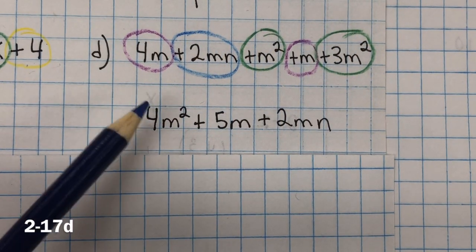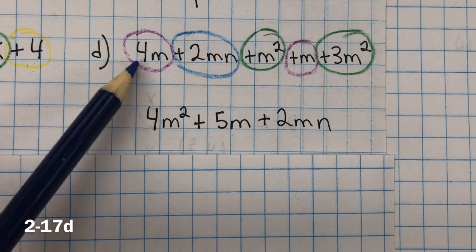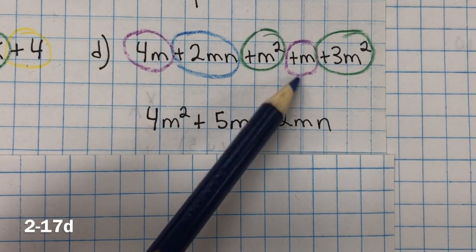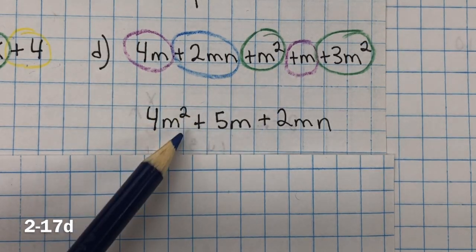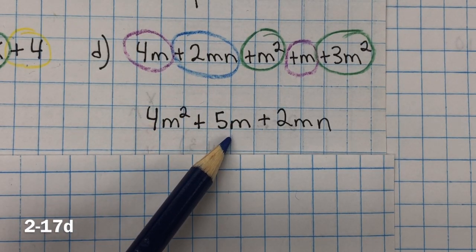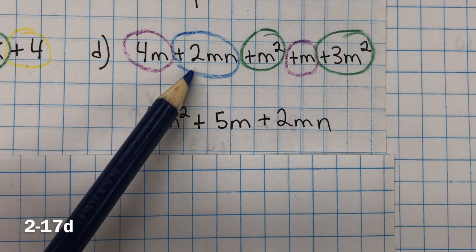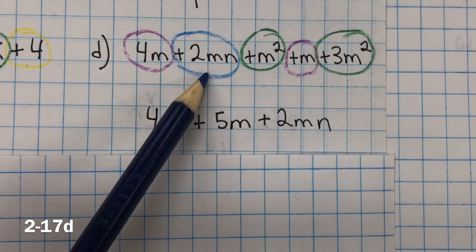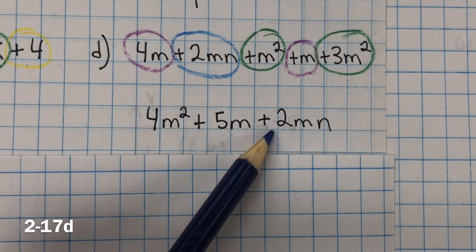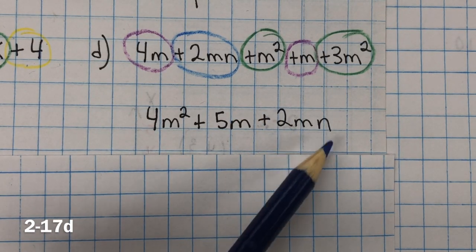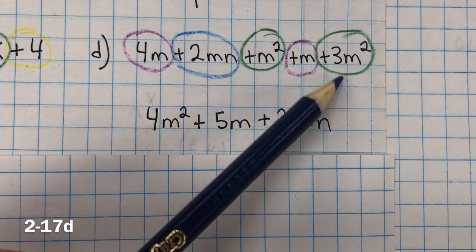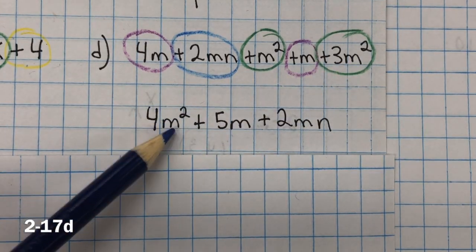For 217d, 4m, here's another m, so 4m plus m is 5m. Here we have 2mn. There are no other mn terms, so 2mn. And then we have m squared, and 3m squared adds up to 4m squared.